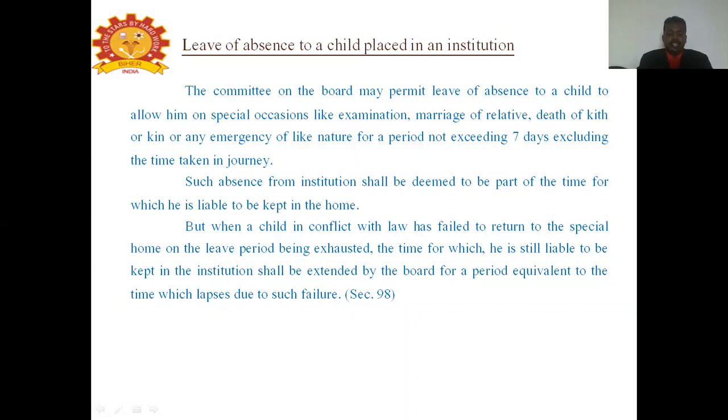Section 98 clearly tells about all the leave procedure for the child, one who is involved in crime, one who is engaged in juvenile justice and one who is in an observation home. It's all applicable for all juveniles who come under conflict with law.